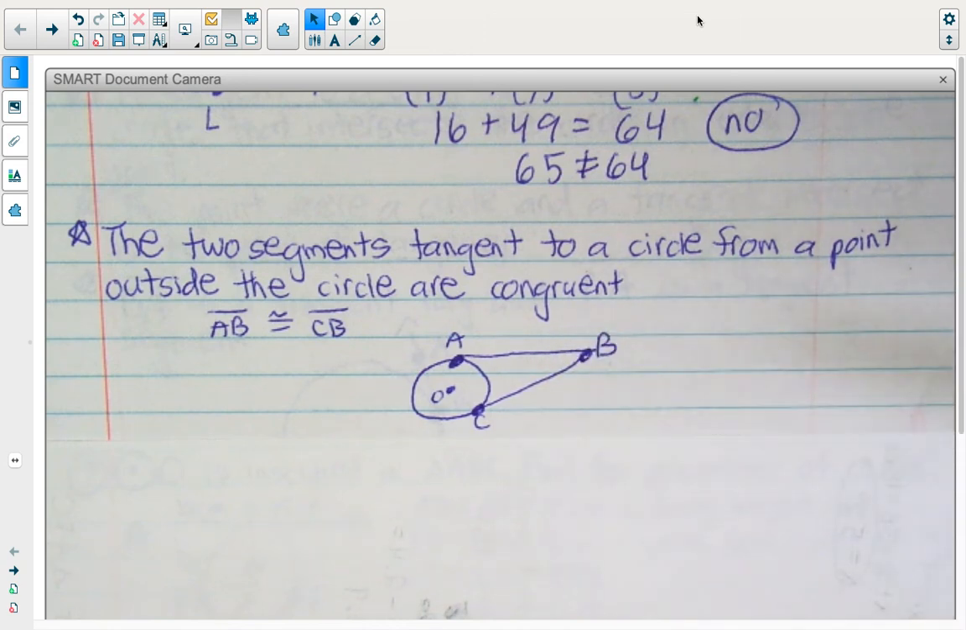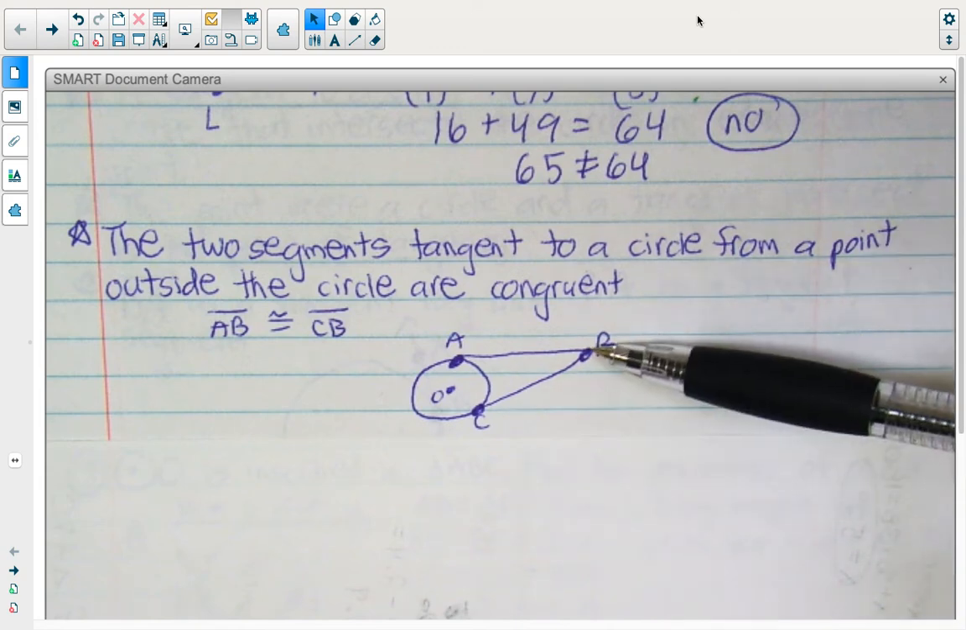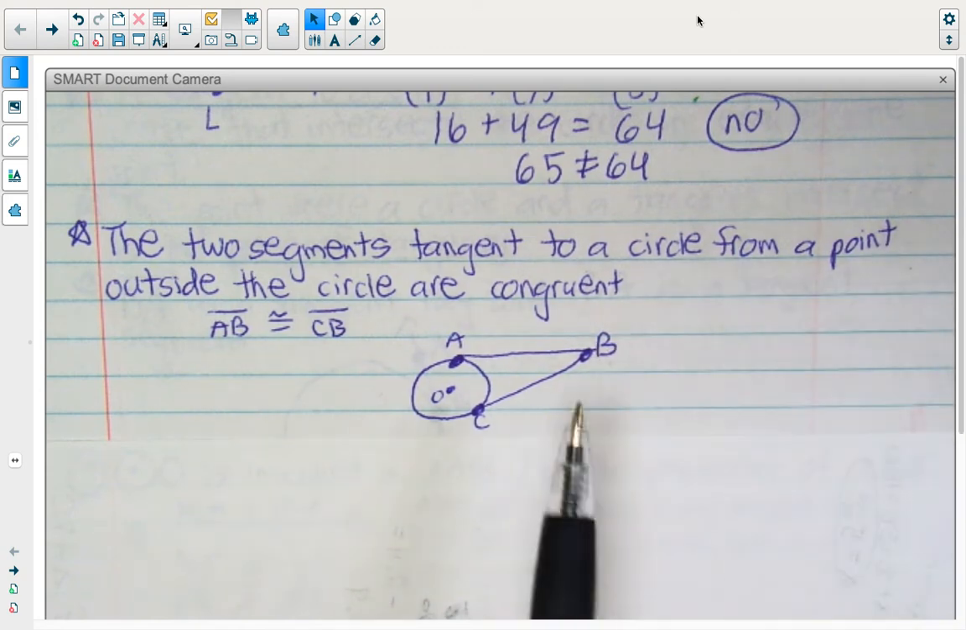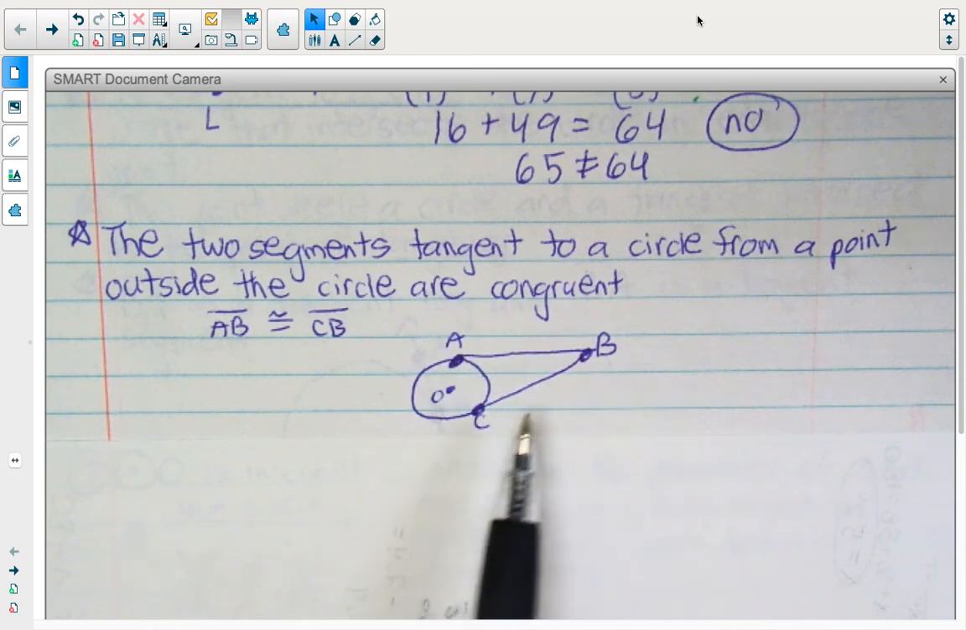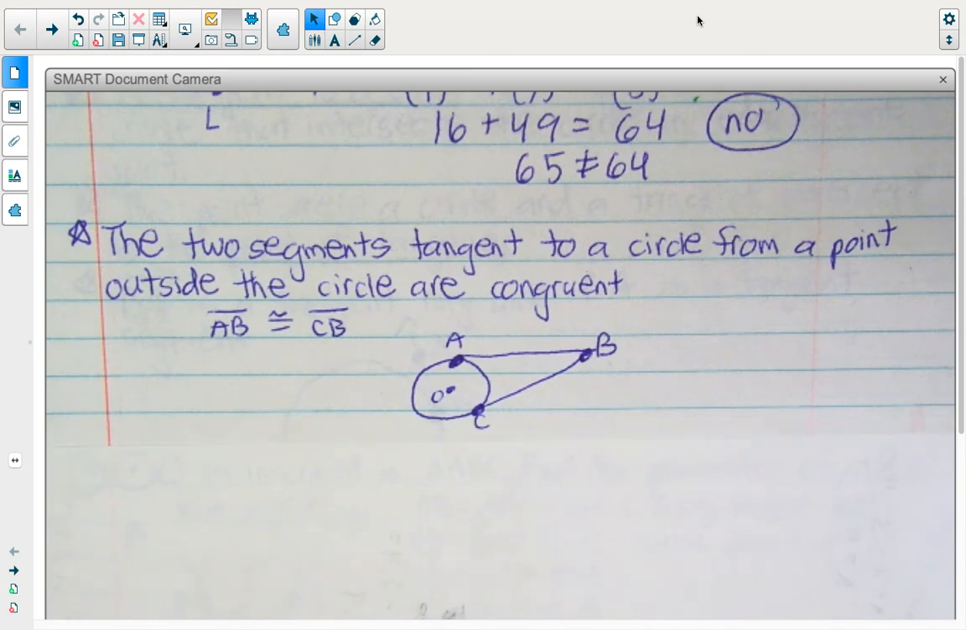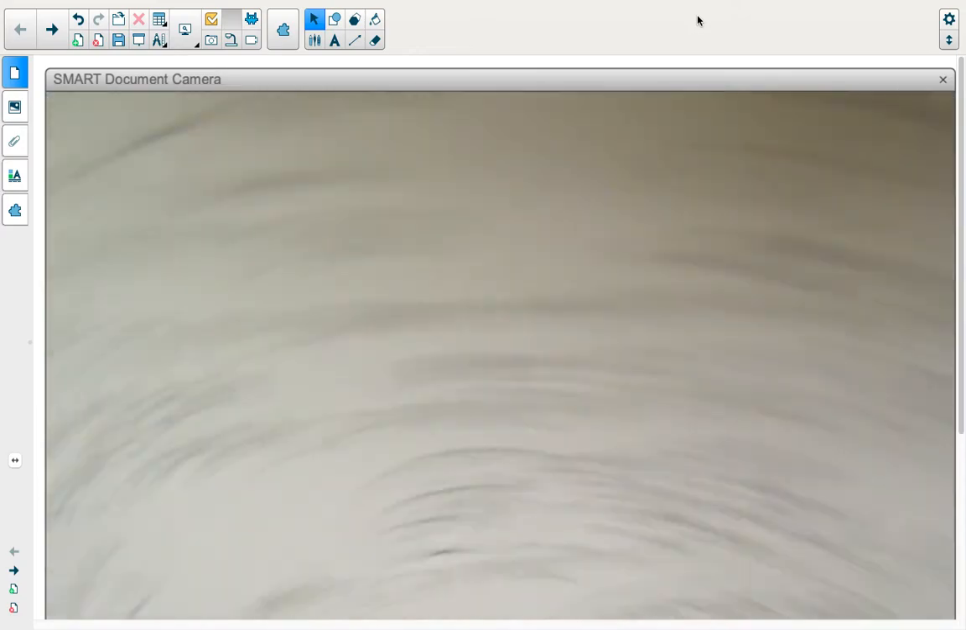So the two segments tangent to a circle from a point outside of the circle. B is the point outside of the circle, and I have two line segments that are tangent to the circle. So by definition, I know that those two line segments should be congruent to each other. So let's go through and try a couple of examples, and then you'll be all straight for today.